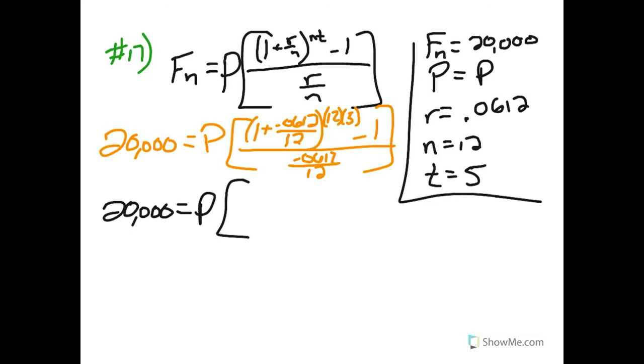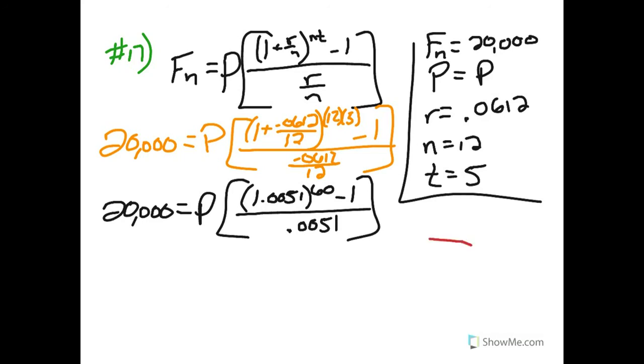0.0612 divided by 12 is 0.0051. Add 1 to that. You get 1.0051. 12 times 5 for the exponent is 60. And our denominator, 0.0612 divided by 12 is 0.0051 again. Trying to get P by itself, so we're going to multiply both sides by the reciprocal of this monstrous fraction here.